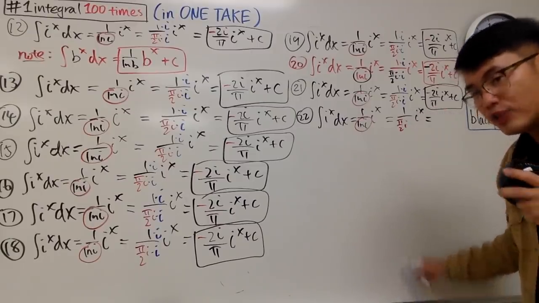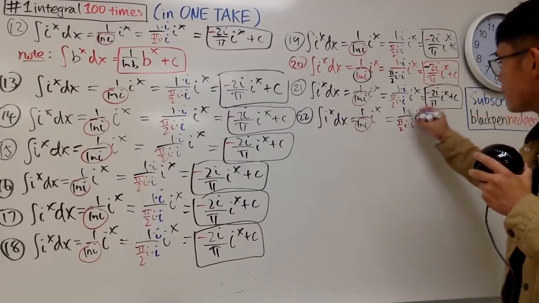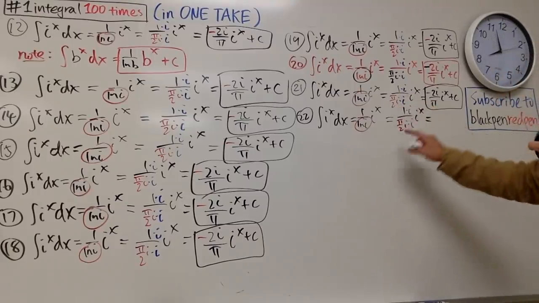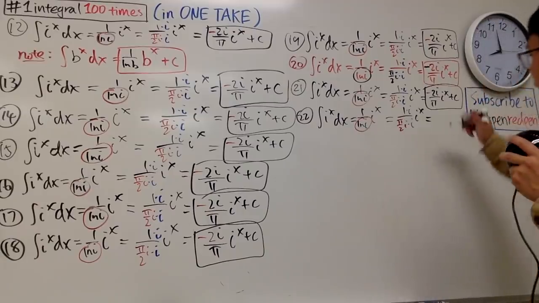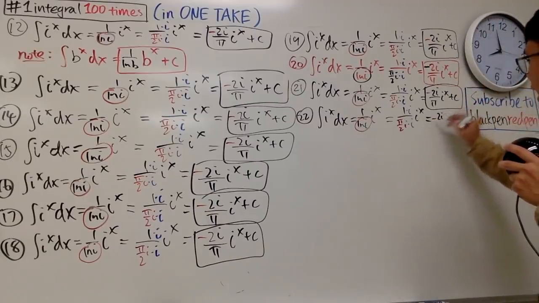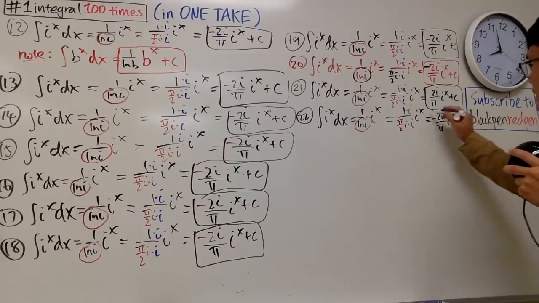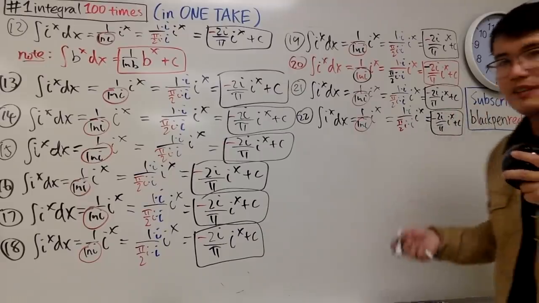But I don't like i to be on the bottom, I like it on the top, so multiply by i, multiply by i. So this right here is going to give us -1, put a negative on the top, and also put a 2 on the top, so we get -2i over pi, and then here we have i to the x power plus c, and this is the answer that Wolfram Alpha will give us, so I will leave it right here.